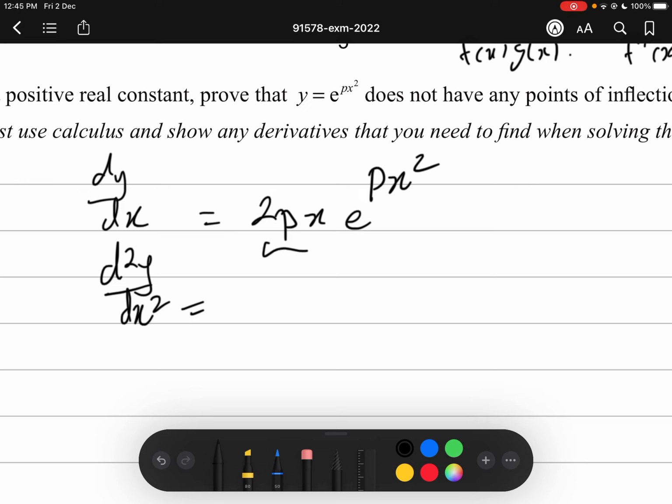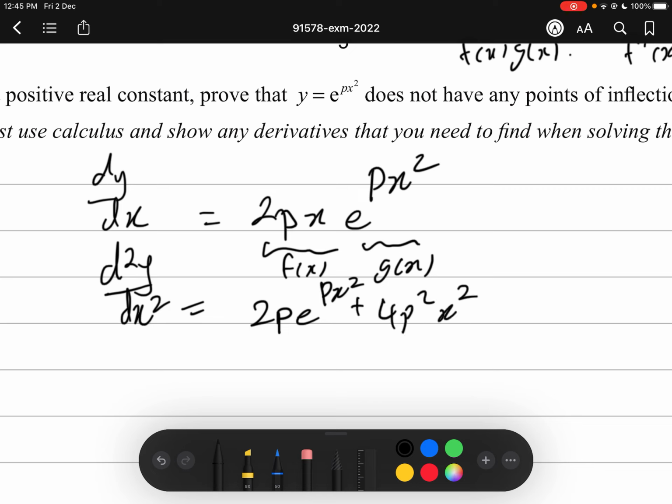So we're going to call 2px as our f of x, and this would be our g of x. So let's find the derivative of 2px. That's just 2p. We're going to have 2p multiplied by g of x, which is e to the power of px squared. And the derivative of g of x is 2px multiplied by 2px times e to the power of px squared. So we're going to have 4p squared x squared e to the power of px squared.